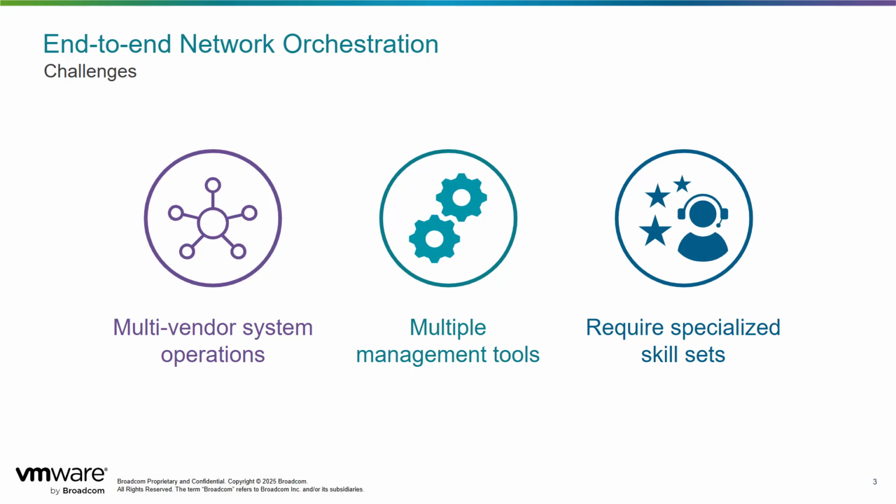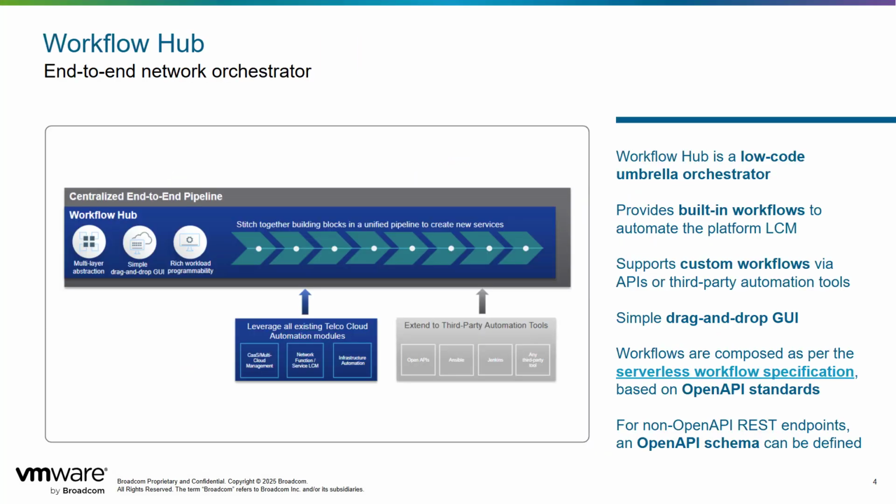The introduction of multi-vendor systems in the 5G networks have complicated the operations for communication service providers, or CSPs. To manage a multi-vendor network, the CSPs will have to use multiple management tools, which can be tedious and will also require a team with a wide range of specialized skill set. Broadcom simplifies the network operations for CSPs in such scenarios using Workflow Hub.